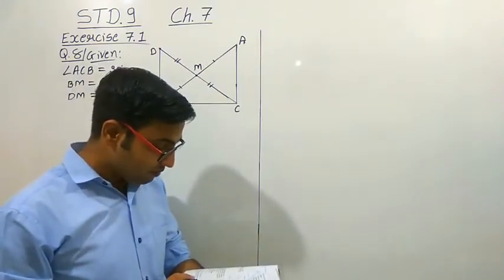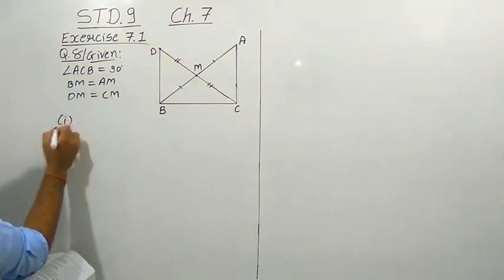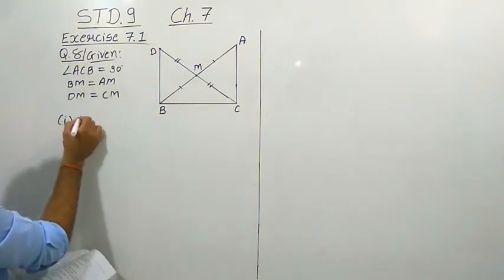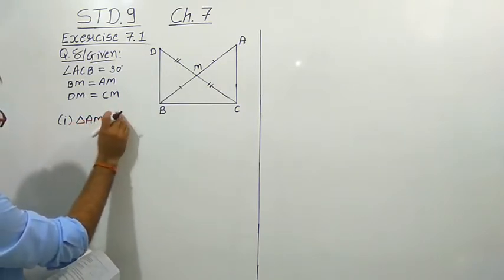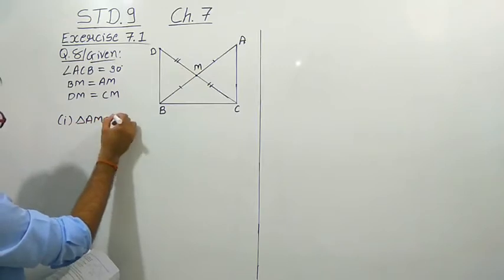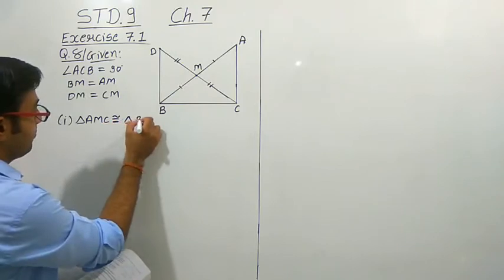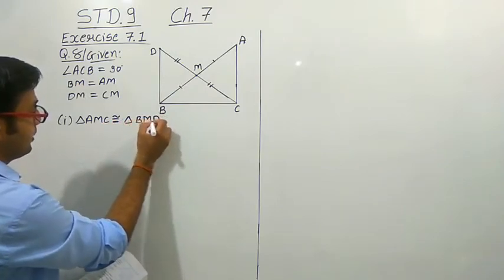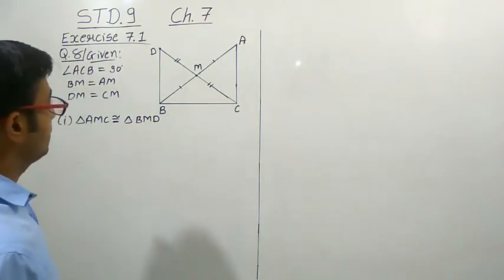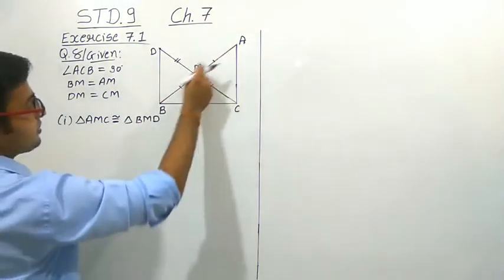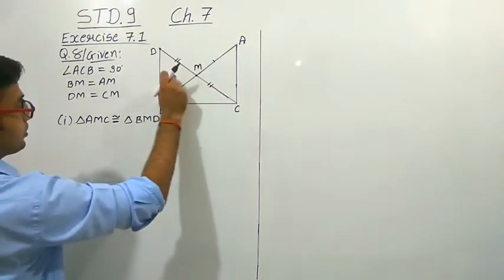The first thing we have to prove here is that triangle AMC is congruent to triangle BMD. This is the first thing that we have to prove here, right? So where is triangle AMC? AMC is this triangle, this portion, and BMD is this triangle.